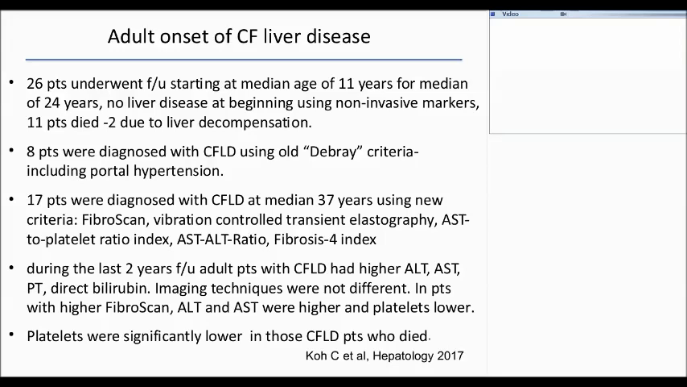They do use modern imaging to look at liver disease. One is a FibroScan, a transient elastography, and then there are new ways of sorting out liver disease by doing AST to platelet ratios or AST to ALT ratio, or even combining a couple of blood biomarkers, the fibrosis-4 index.